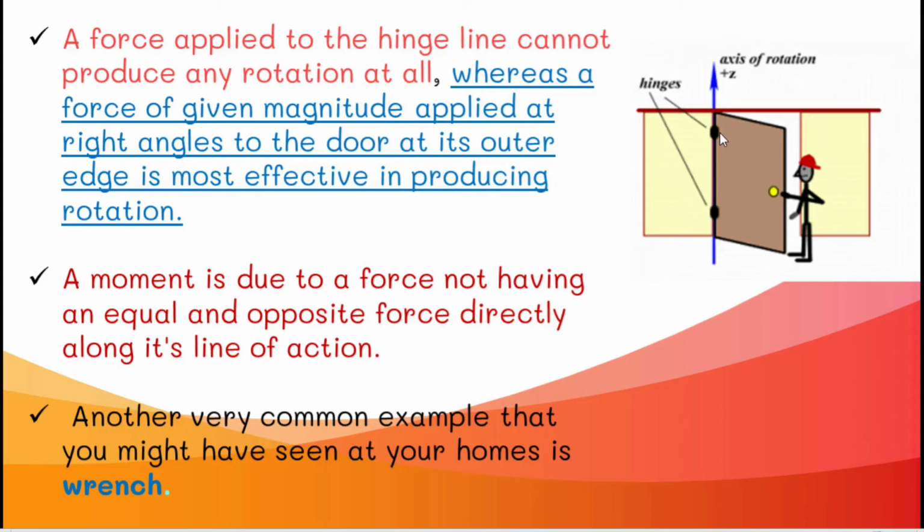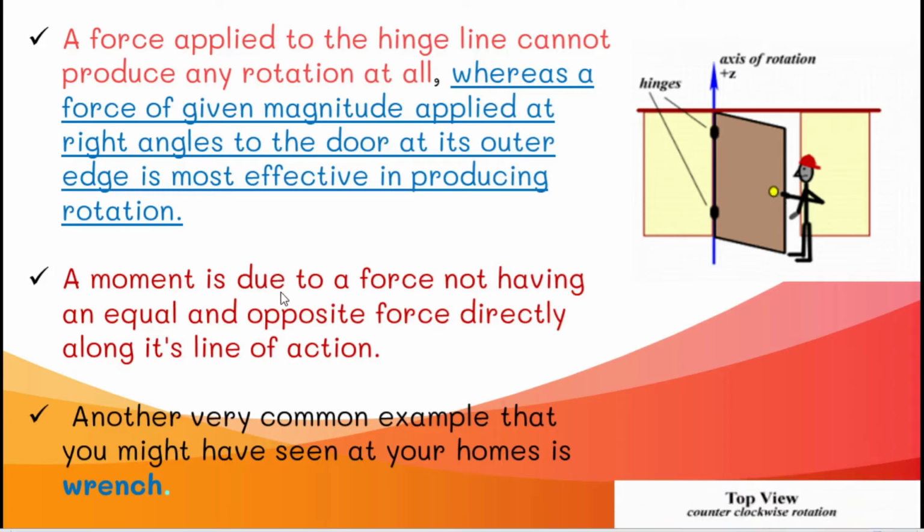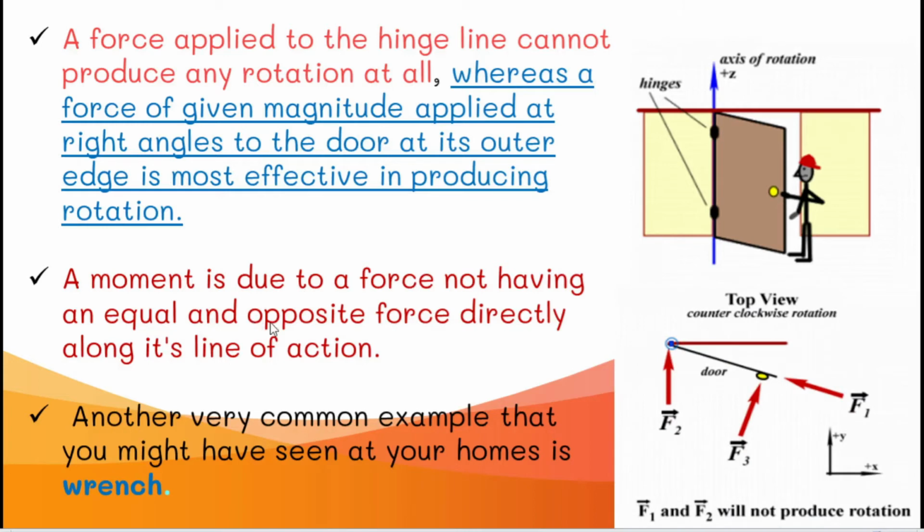So if you apply force on the hinges, the door does not move. If you apply a force on the door at right angles, the door definitely moves from that place. A movement is due to a force not having an equal and opposite force directly along its line of action. You can see the second picture. This is F2. If you apply a force in the F2 position, is it possible to rotate the door? No, it is not possible.